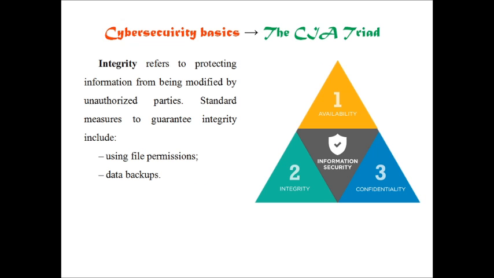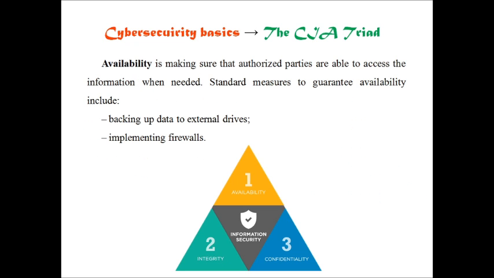Integrity refers to protecting information from being modified by unauthorized parties. Standard measures to guarantee integrity include using file permissions and data backups. Availability is making sure that authorized parties are able to access the information when needed. Standard measures to guarantee availability include backing up data to external drives and implementing firewalls.